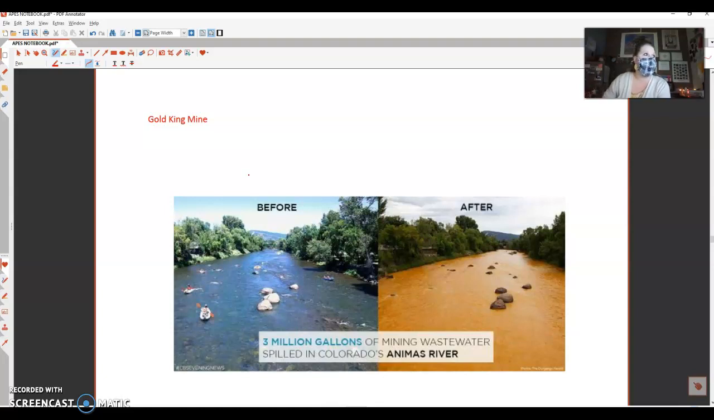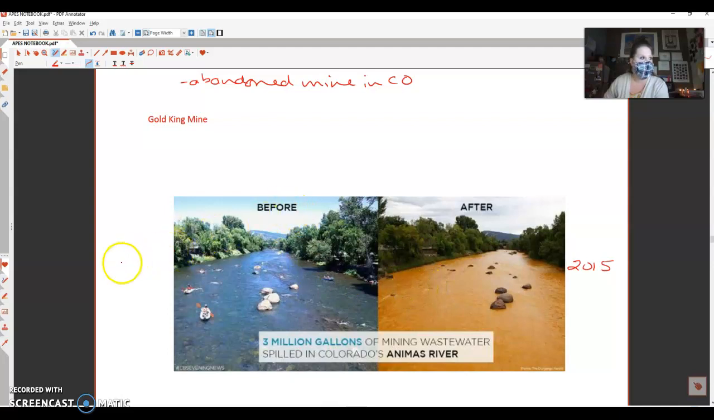So the Gold King mine is an abandoned mine. It is not an open mine anymore. They're not currently using it to find gold. So it is an abandoned mine in Colorado. Okay? So what's crazy about this is I believe this happened in 2015. Okay? So I think that was the last time I was there. It was in 2015. This happened right after I left.